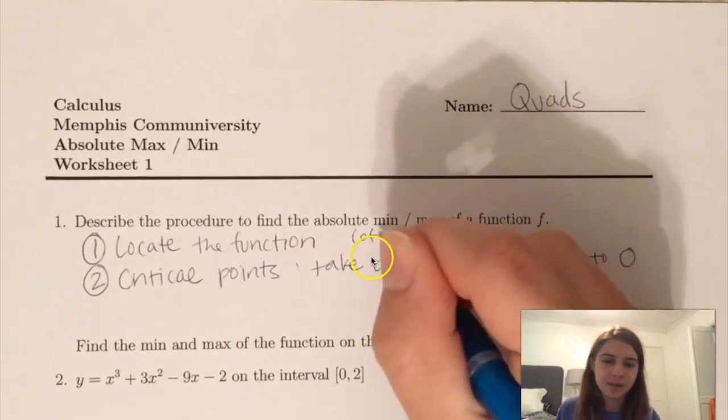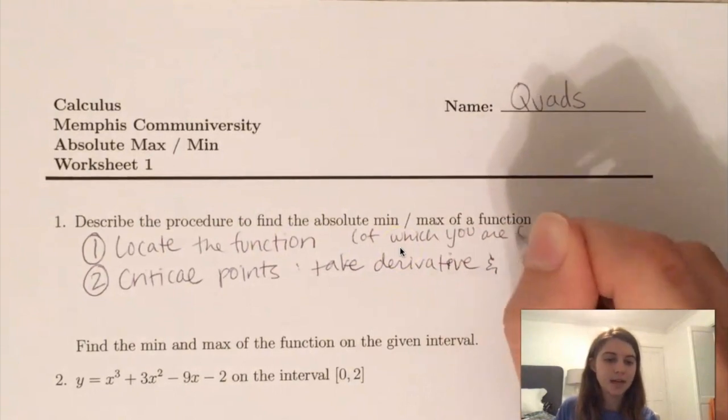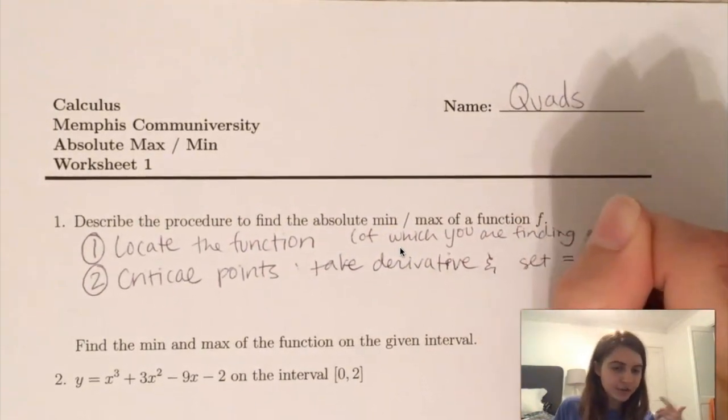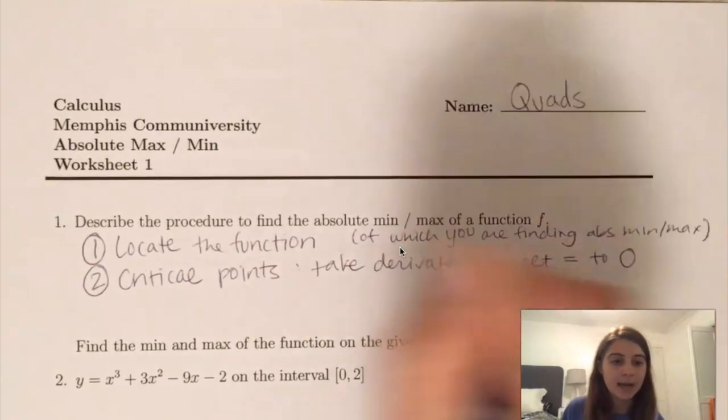Also, I forgot to note up here, I meant to write down that you're locating the function of which you're looking for the absolute maximum or minimum. So if that was unclear or you like having things written, forgive me for missing out the first time, but I went ahead and added it back.